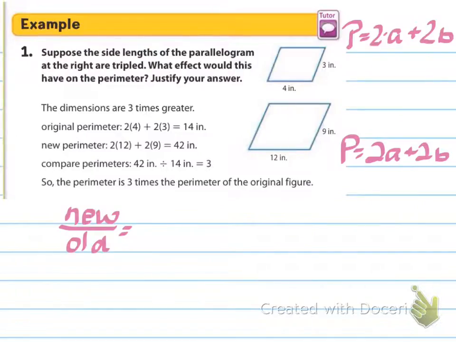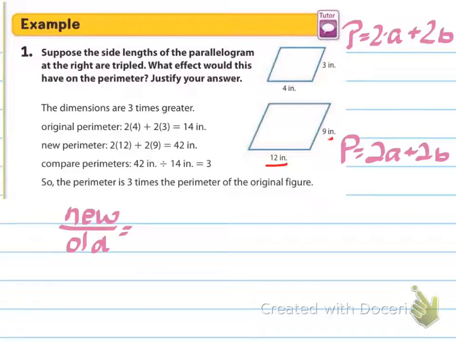All right, so going back and using the same type of example, it says, suppose that the side lengths of a parallelogram are tripled. Okay, so this time we're going to multiply it times 3. That's what tripled means, multiply it times 3. And so it wants us to find out what the effect would be on the perimeter. So going from our 3 inches, we would then have 9 inches as our slant height, and then 4 inches would become 12 inches.